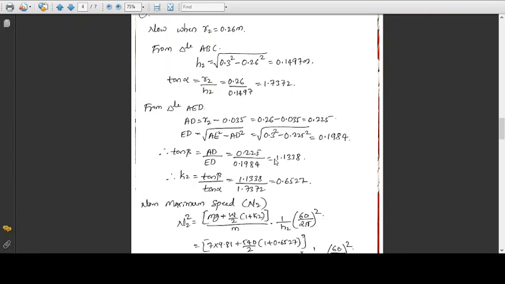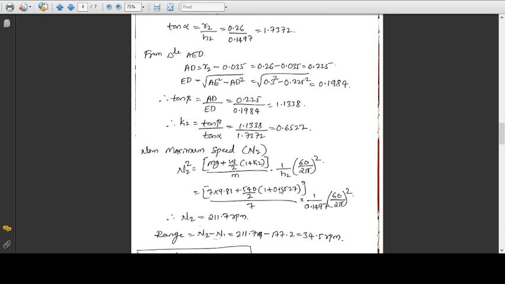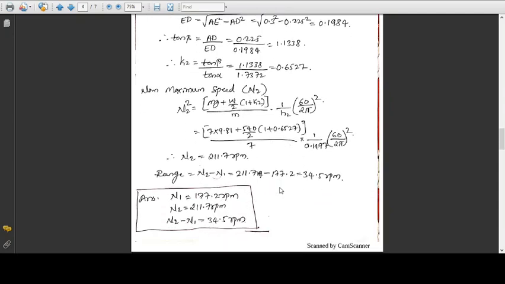1.1338. Once you get the values of tan alpha and tan beta for the second radius of rotation, that is when R equals R2, we can easily calculate K2, that is K2 equals tan beta by tan alpha. After substitution, you will get it as 0.6527. Now you need to calculate the maximum speed, that is N2. The equation for the maximum speed is the same as that of the minimum speed.